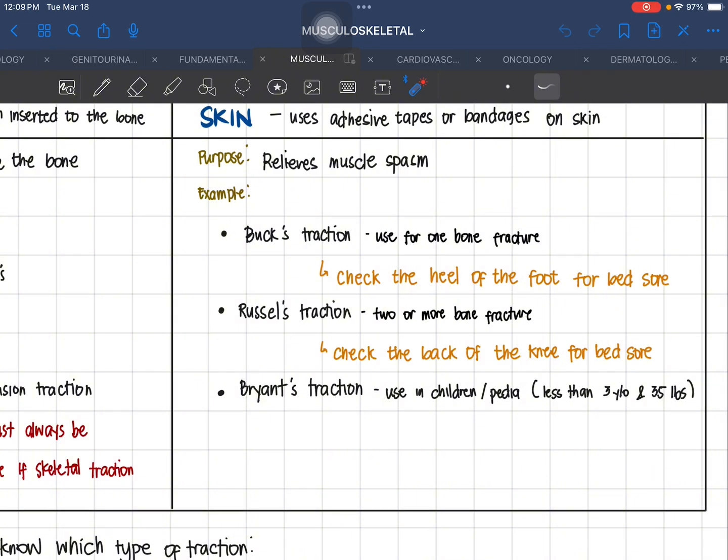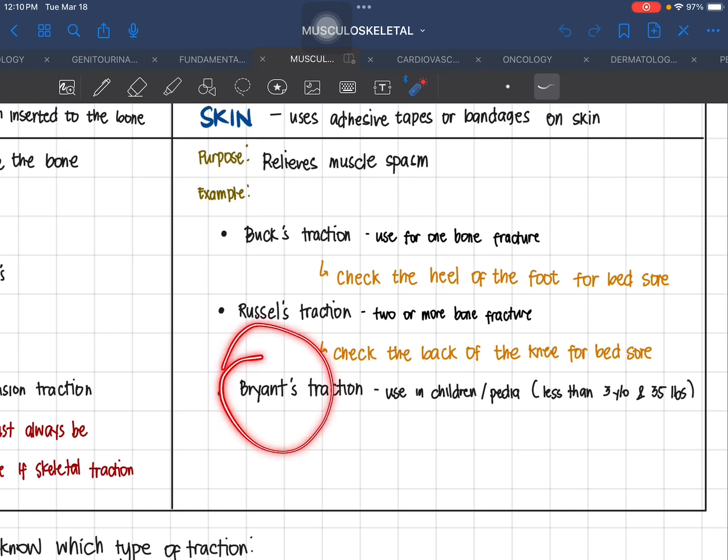Sa box traction, one fracture lang, ang i-check mo is yung heel of the foot for bed sore. While sa Russell's traction, ginagamit siya for 2 or more bone fractures, and ang i-check mo is yung back of the knee. Again, ito, heel of the foot, ito sa back of the knee. Yung Russell is back of the knee for bed sore.